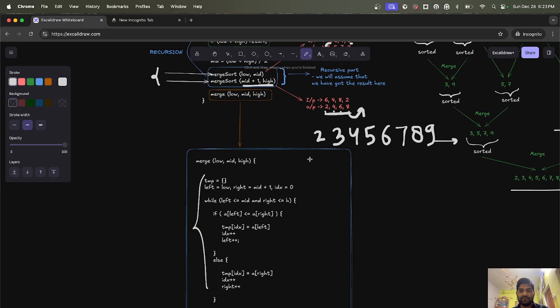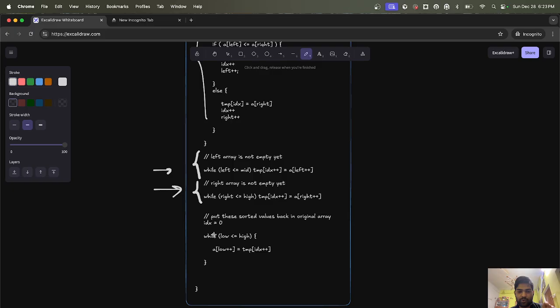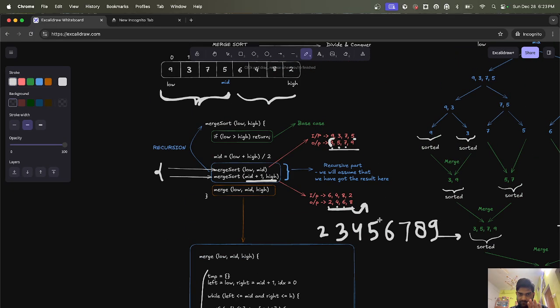Now the elements are in the temporary vector. So to store it in our original array, we are doing this particular call, right? So this is a very simple basic explanation of the merge function. Now this was not needed for the merge sort, but just in case you do not know, I am telling you, right?